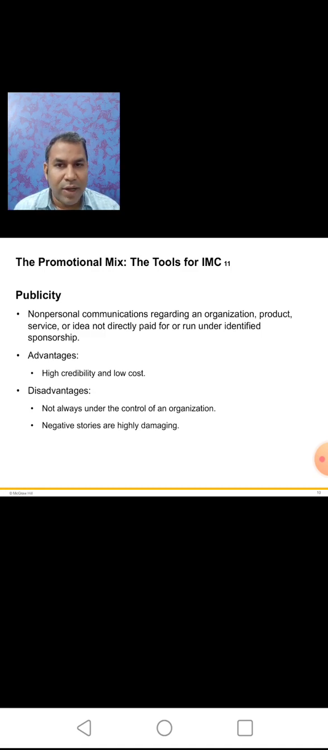There are advantages, high credibility and low cost, and there are some disadvantages, like it is not always under the control of the organization. Publicity may become positive or it may be negative. Though both are publicity, negative publicity is not favored by the organization or for the product.